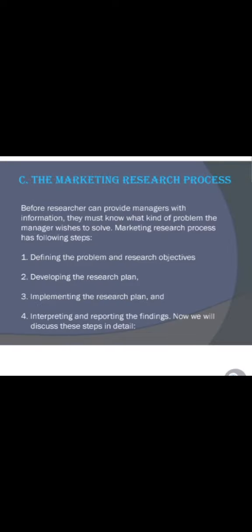The marketing research process. Before researchers can provide managers with the information, they must know what kind of problem the manager wishes to solve. The marketing research process has the following steps: defining the problem and research objectives, developing the research plan, implementing the research plan, and interpreting and reporting the findings. Now we will discuss the steps in detail.